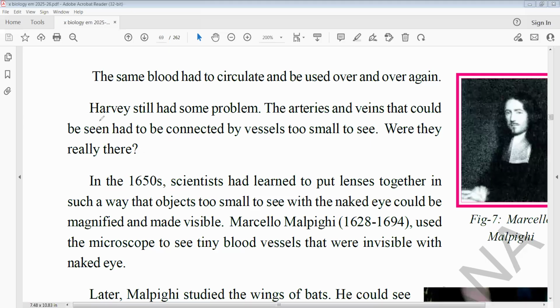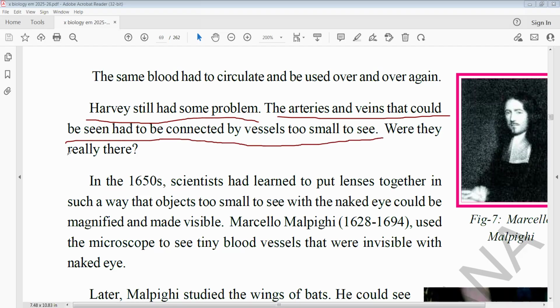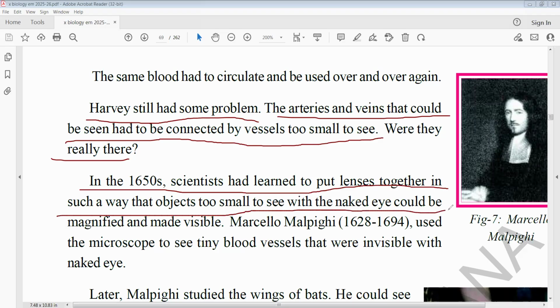So Harvey still had some problem. The arteries and veins that could be seen had to be connected by vessels too small to see. So in 1650, scientists had learned to put lenses together in such a way that objects too small to see with the naked eye could be magnified and made visible.